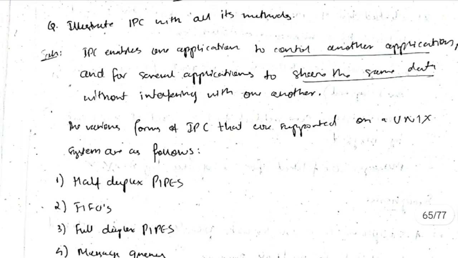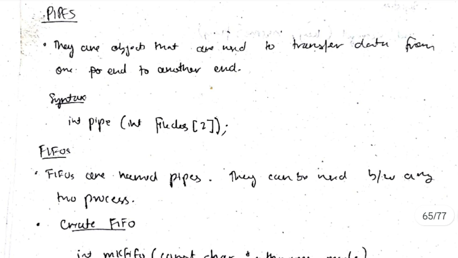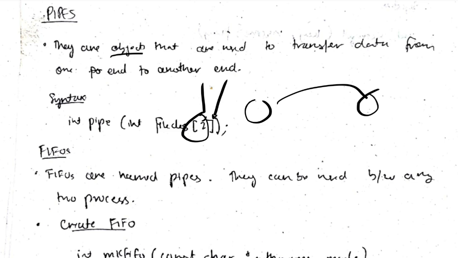Okay, next question is discuss IPC with all its methods. So IPC means inter-process communication. So there are a few methods here which we'll be discussing now. We will not be discussing all, only the very important ones. So first is the pipes. Pipes are objects to transfer the data from one end to the other end. Okay, so there are two ends here, one for reading and another for writing.